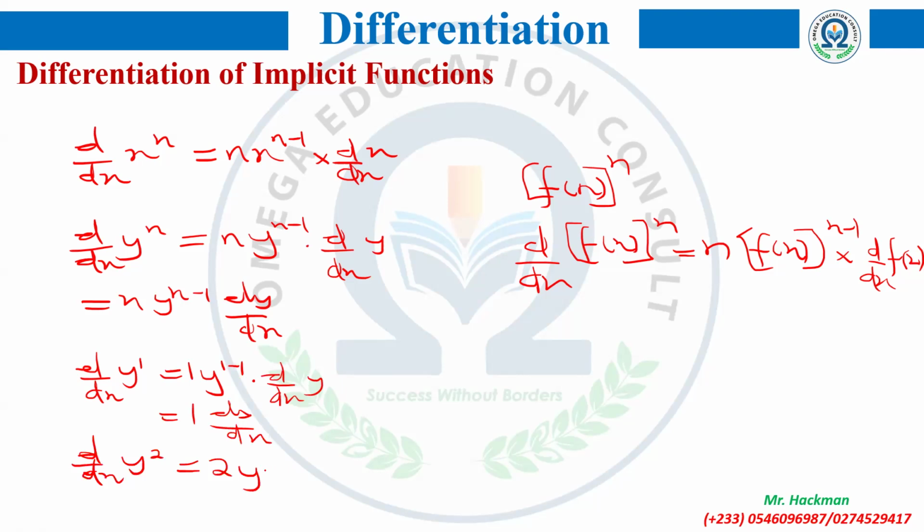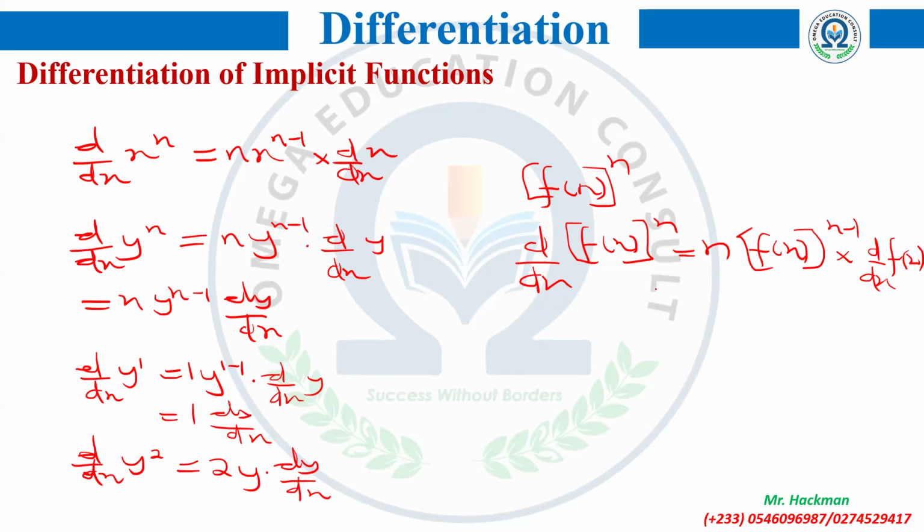Then it will be times d dx of your y, which will always give you dy dx. So if you differentiate this, you get 2y dy dx. So anytime you are differentiating and the variable that you have here is not the same as the variable that you are differentiating with respect to, you always get the variable that is here, with the variable you are differentiating with respect to.